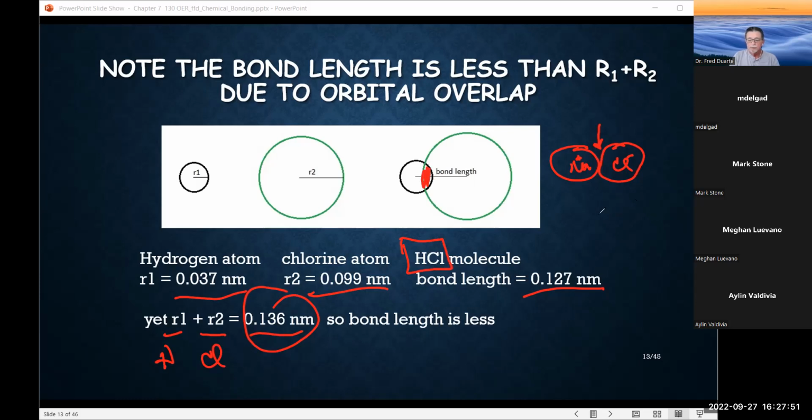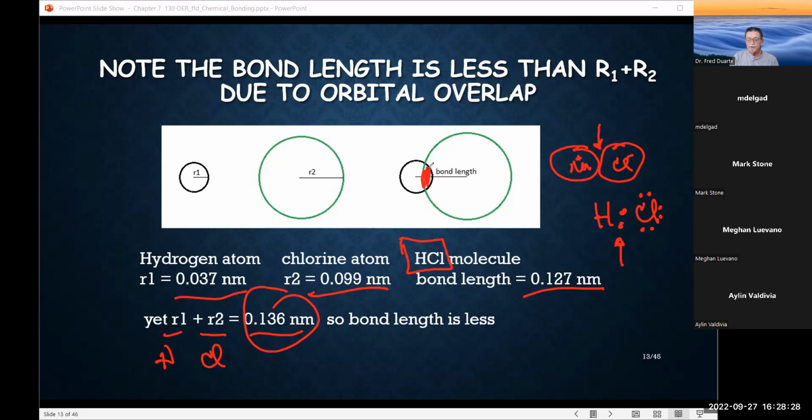Now, I can draw this with dots or lines. I have two dots between them, and around the chlorine there will be more dots, because we're going to have about 8 electrons around the chlorine, whereas hydrogen only has 2 around it, and those 2 are being shared by both the hydrogen and the chlorine. We'll learn about this in a few more slides. So the distance was expected to be 0.136, but it turns out it's much less.